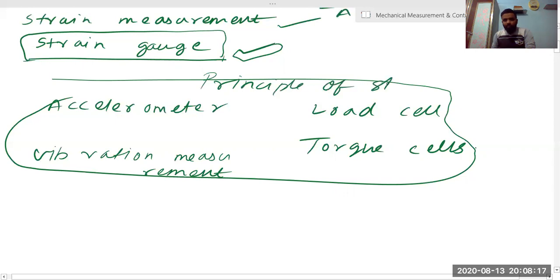Now, how do they use the principle of strain? I would like to introduce that to you. Now, it is used for the load cell. What do you mean by load cell? Load cell is something which measures force. Okay, load cell measures forces.